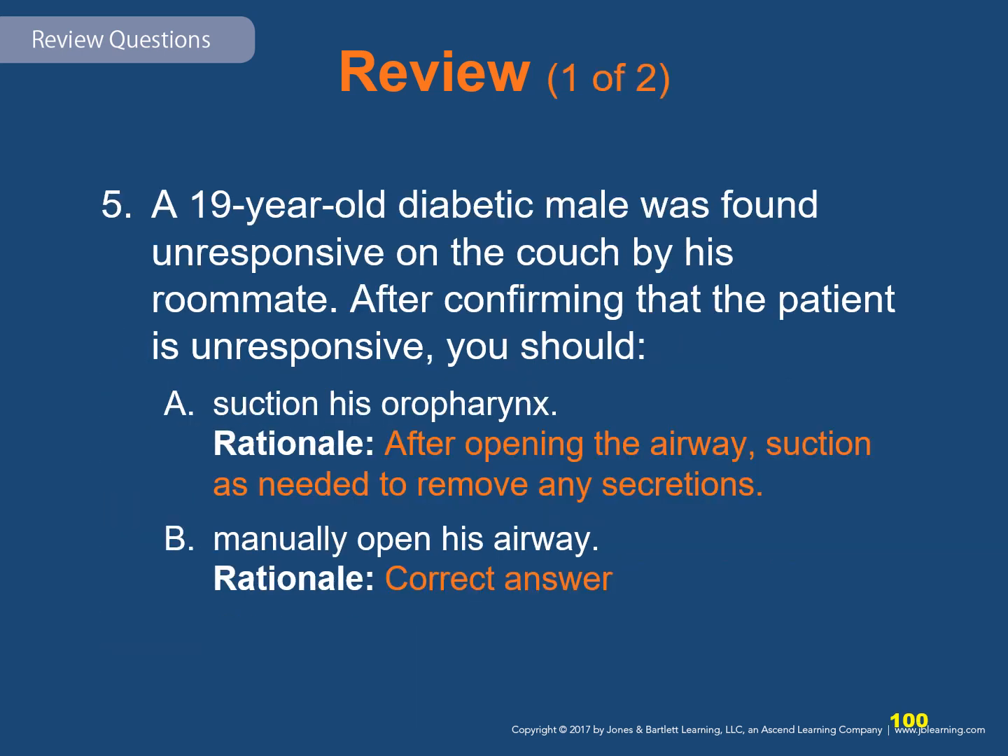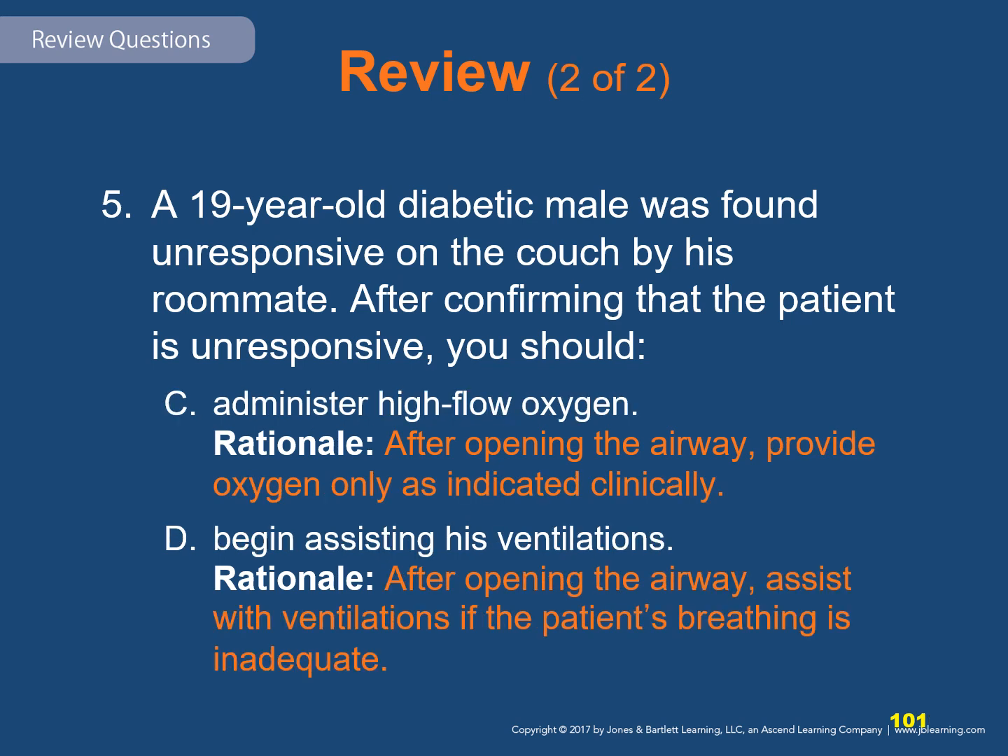A 19-year-old diabetic was found unresponsive on the couch by his roommate. After confirming that the patient is unresponsive, you should A, suction his oropharynx. That's incorrect. After opening the airway, then suction is needed to remove any secretions. B, manually open his airway. That's the correct answer.